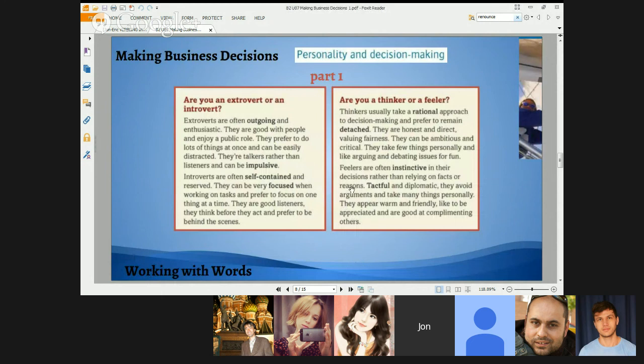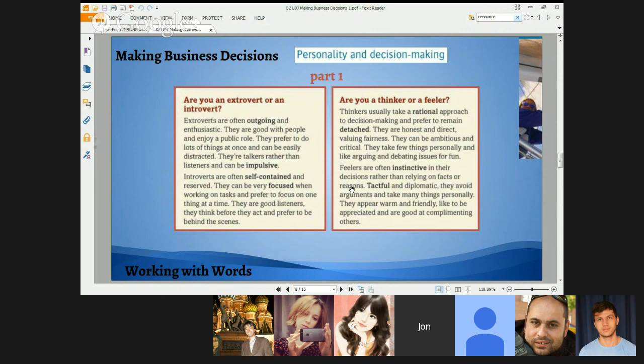Yes. Are you an extrovert or an introvert? Say that again, because I heard you instead of you. Okay. Are you an extrovert or an introvert? Good, that's it. Extroverts are often outgoing and enthusiastic. They are good with people and enjoy a public role. They prefer to do lots of things at once and can be easily distracted. They're talkers rather than listeners and can be impulsive.